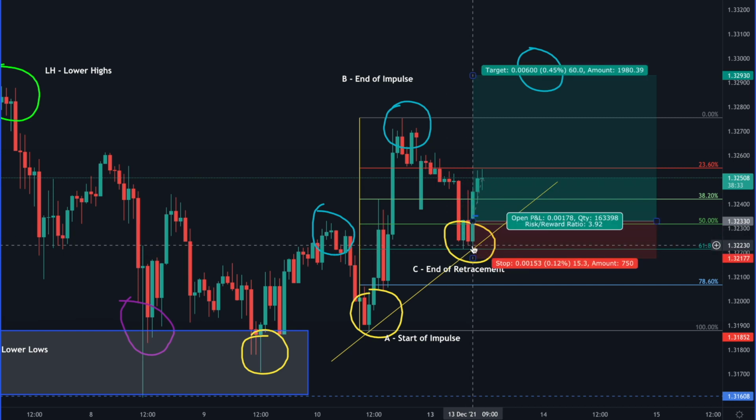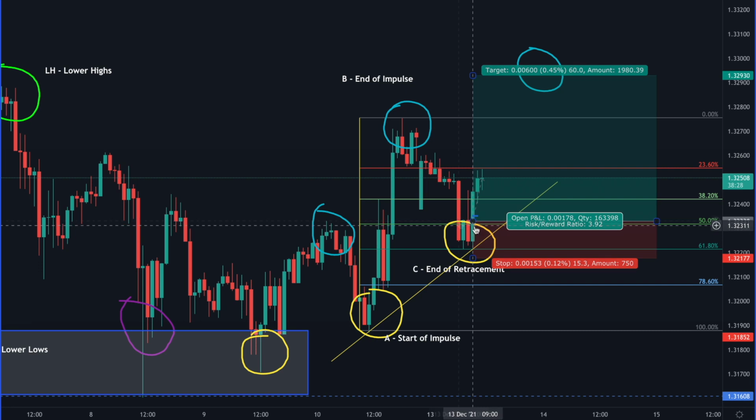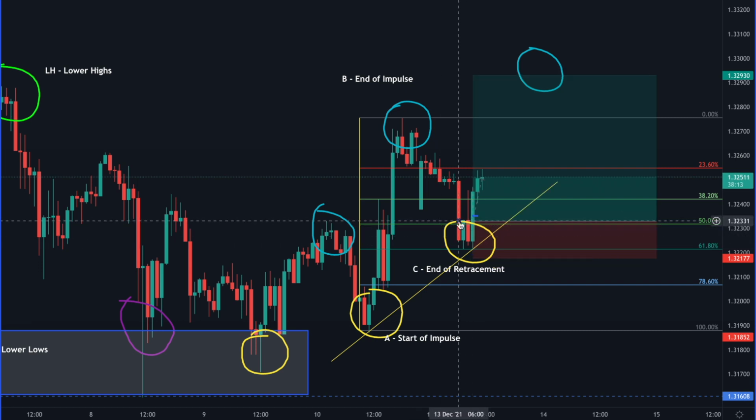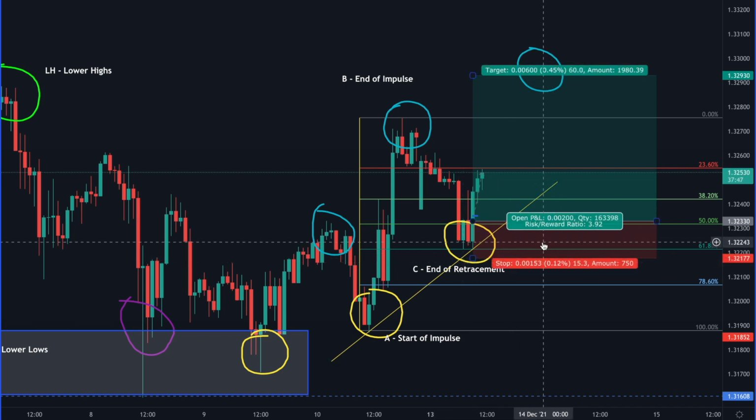And then the following hour candle produced that lovely bullish strength, and this is exactly where we entered. So I actually got an entry at 1.3233, keeping my stop loss just below the low of the retracement, the trough as some call it, which marks 15 pips as you can see.